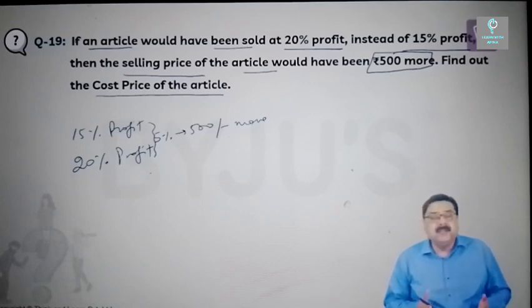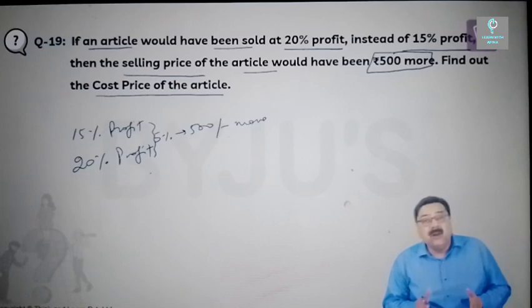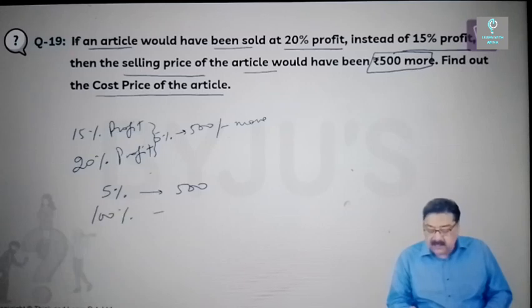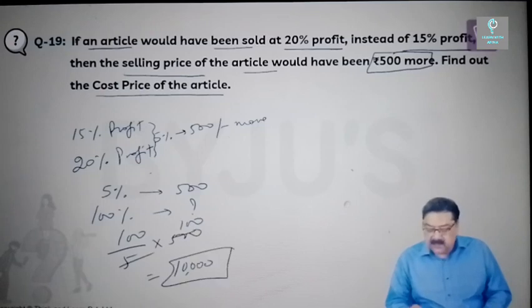And profit percent or loss percent are always made on cost price. So if 5% is equivalent to rupees 500, then 100% shall be equal to how much? 100 by 5 into 500, which shall give us 10,000 as the answer. So that is the cost price of the article.